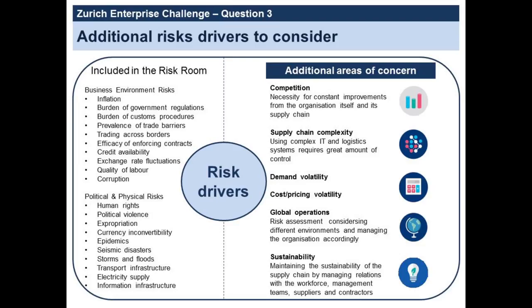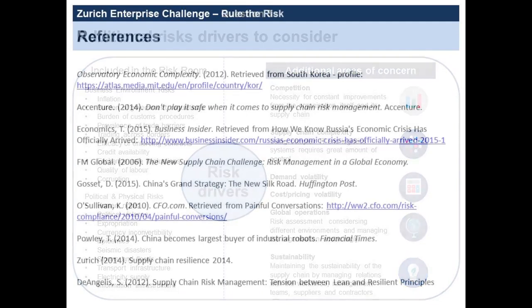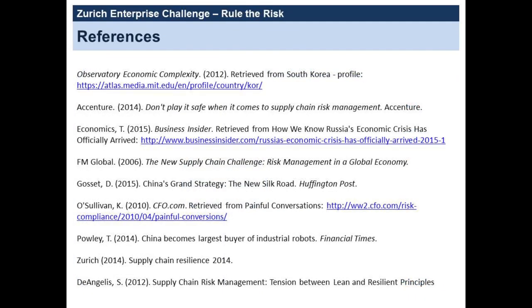Moreover, running a highly complex global supply chain faces the organization with various different risk environments to handle and increases the importance of well-operating IT and logistics systems. Lastly, sustainability of the supply chain for a global organization requires a great deal of effort in order to manage relations with all the relevant stakeholders. In conclusion, we stress the importance of constant monitoring of all the relevant risks for organizations with global operations, both using tools such as Risk Room and constantly reviewing internal supply chain procedures.